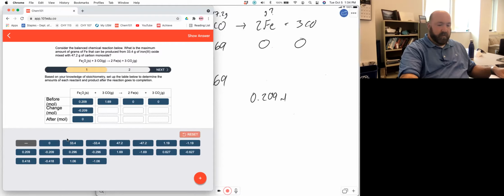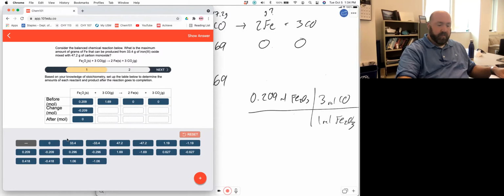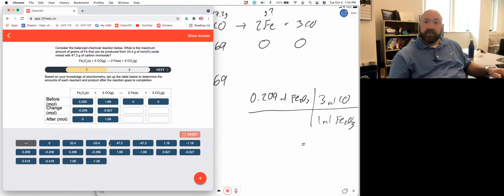So 0.209 moles of Fe2O3, 3 moles of CO for every 1 mole of Fe2O3 gives us a change of, we're losing 0.627. That's our change of carbon monoxide. And then we can fill the rest out. 1.69 minus 0.627 means we're going to be left with, there it is, 1.06 moles of carbon monoxide.